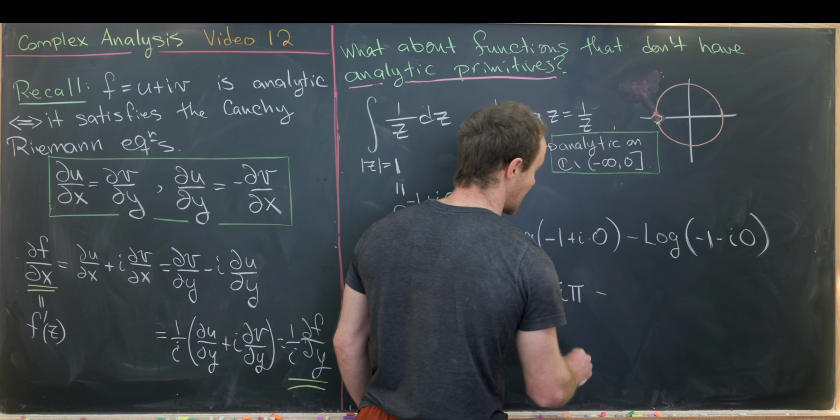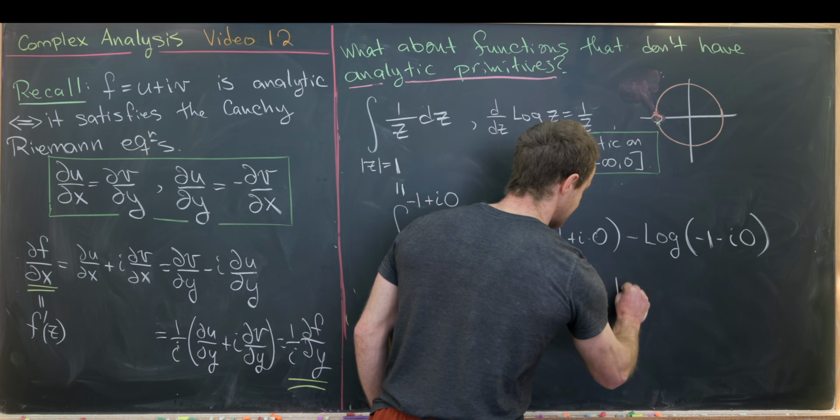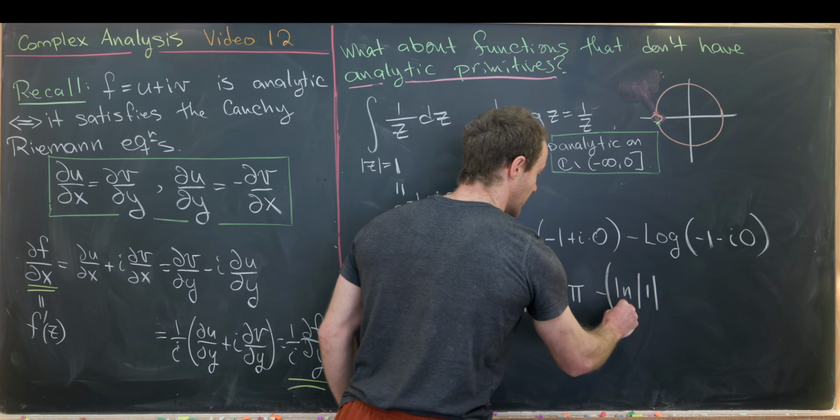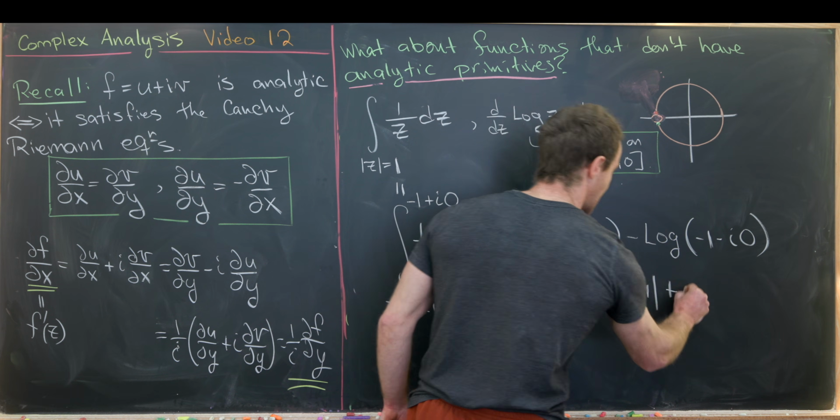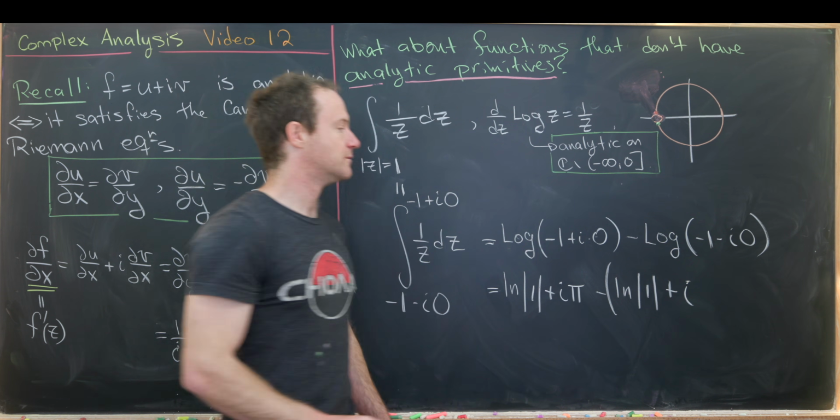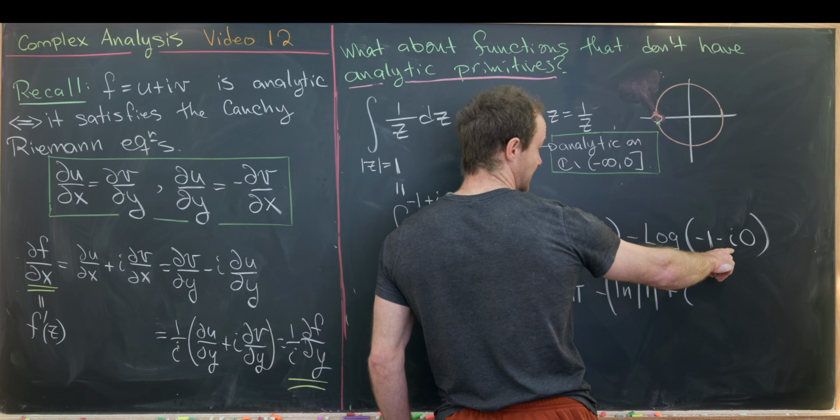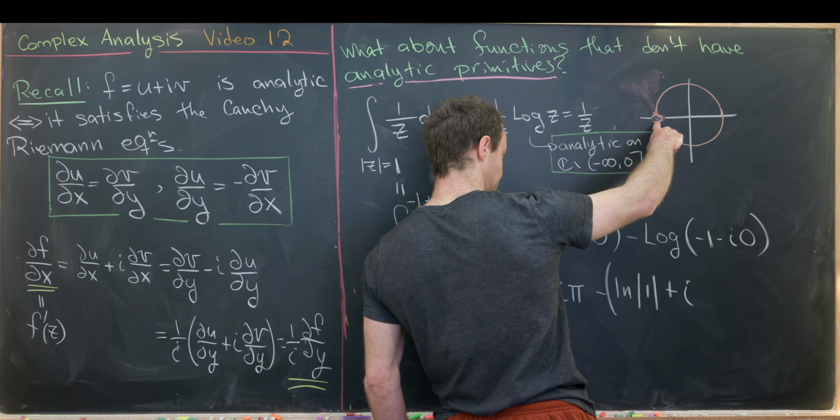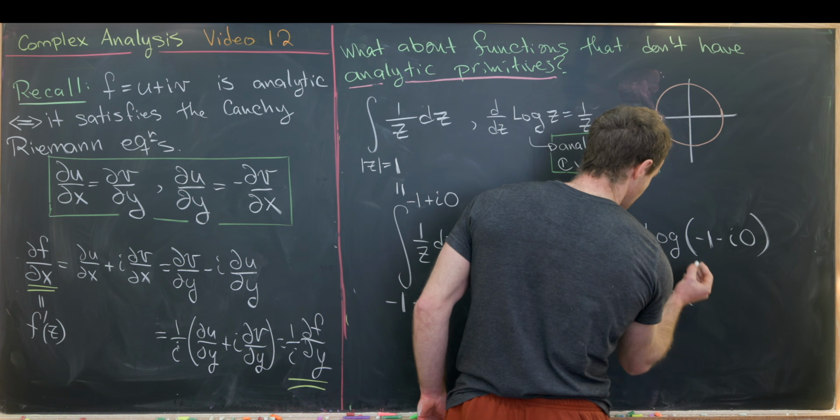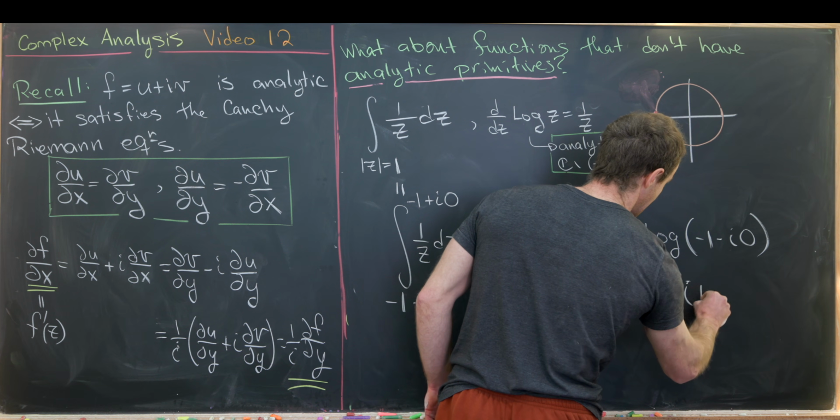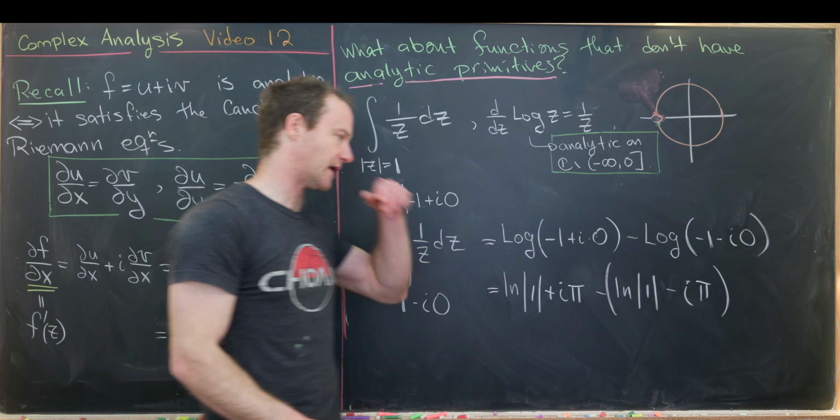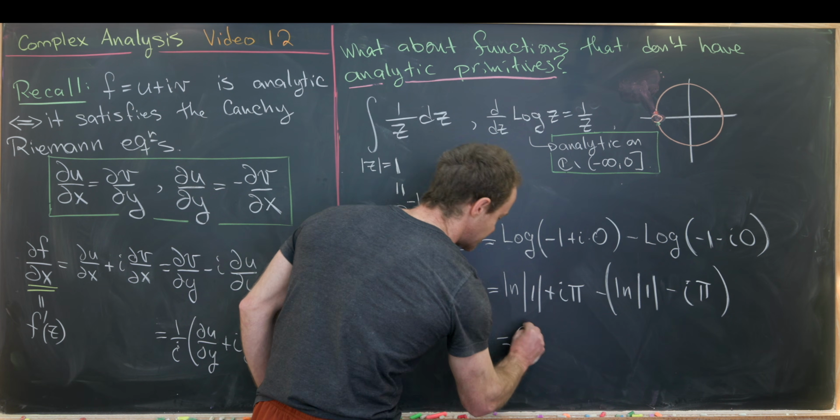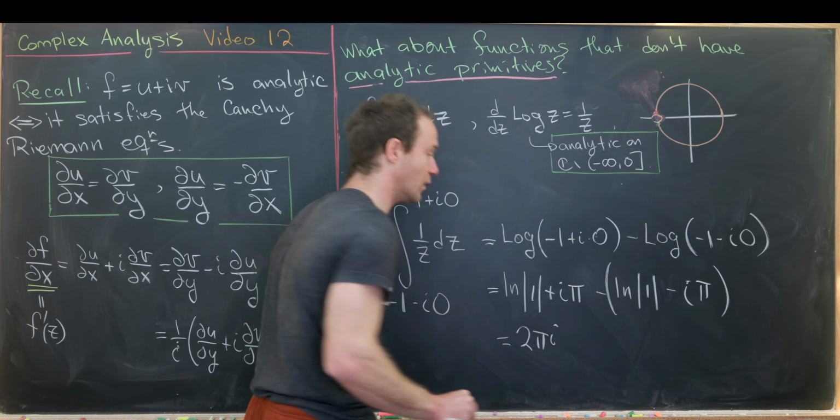And then we're going to subtract from that this thing, but that's going to be the natural log of the modulus again, which is 1, and then plus i times the argument. But now this is just below the negative real axis. And what's the argument of something just below the negative real axis? It is minus pi. So in the end, when we add all of that up, we get 2 pi i once again.